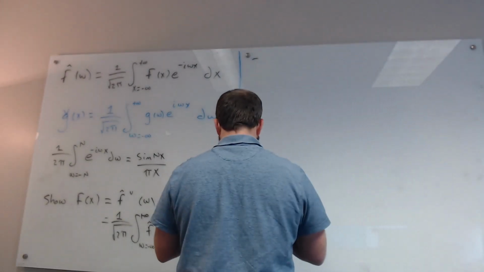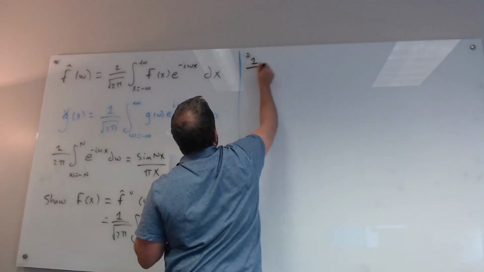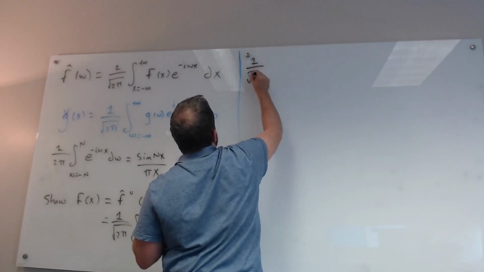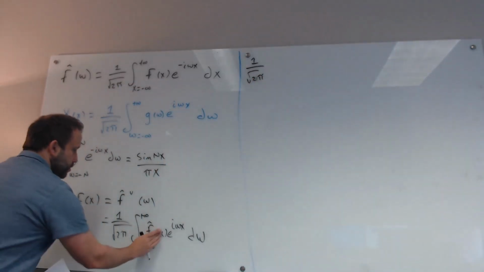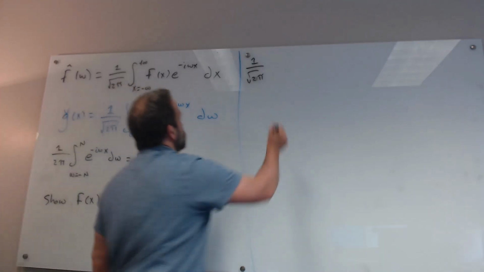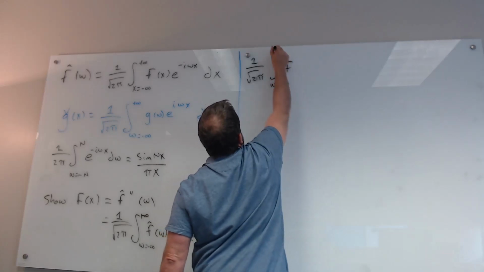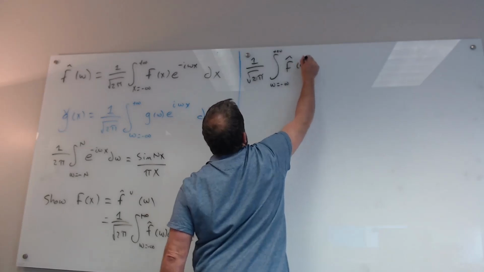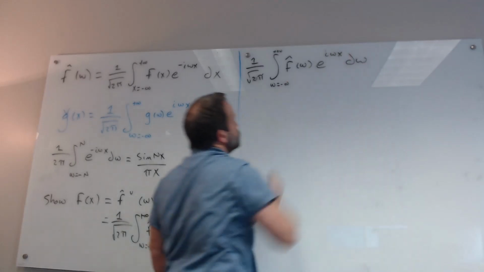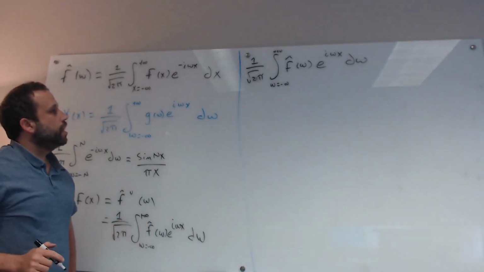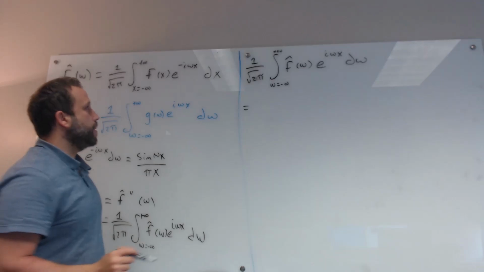Well, I'm going to start off. If we look at this formula here, sorry, that should be an omega. If you look at that formula there, I'm going to start with this formula. That's what I want to show is equal to f of x. f hat of omega, e to the I omega x d omega. My goal is to show that that is equal to f of x. Okay, well, what I'm going to do next is I'm just going to substitute the integral for f hat of omega there.